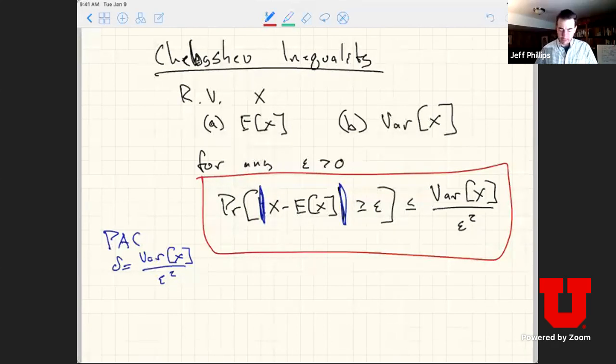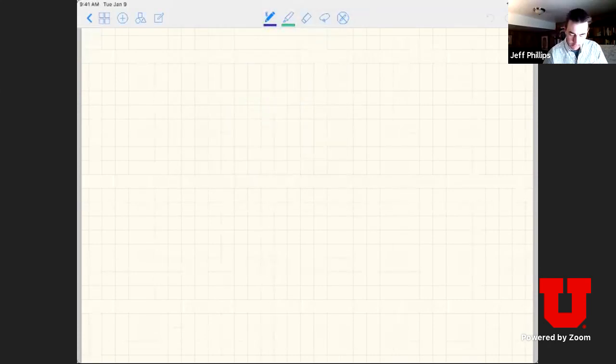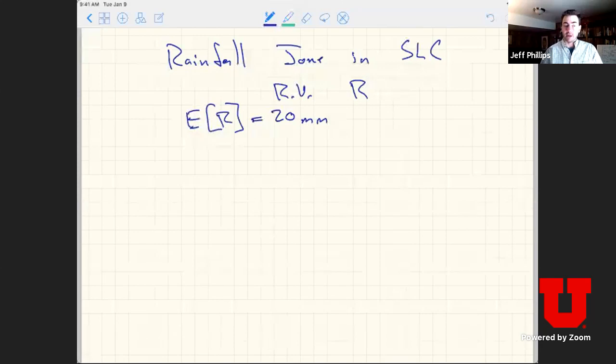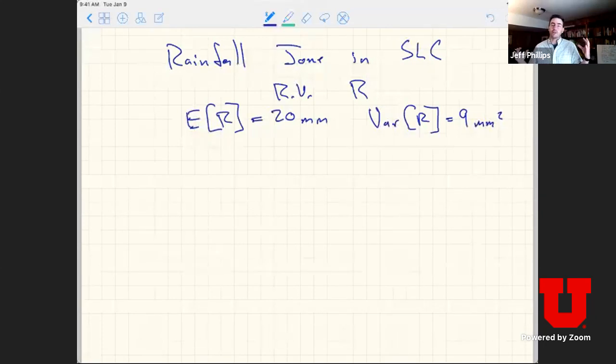So let's go back to our example with the rainfall. Rainfall in June in SLC is some random variable R. Recall that the expected rainfall is 20 millimeters. And let's say that we now also know the variance of the rainfall, and we're given that it is equal to 9 millimeters squared. Remember, variance is a squared quantity, and the standard deviation is the square root of the variance. So the standard deviation would be 3 millimeters. This would be a pretty tight concentration around 20.